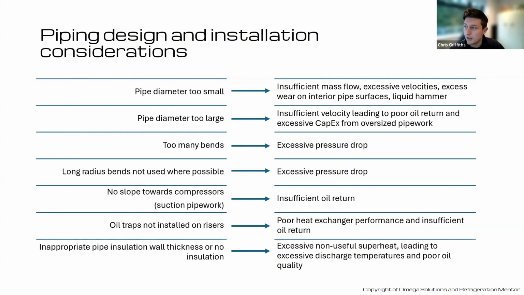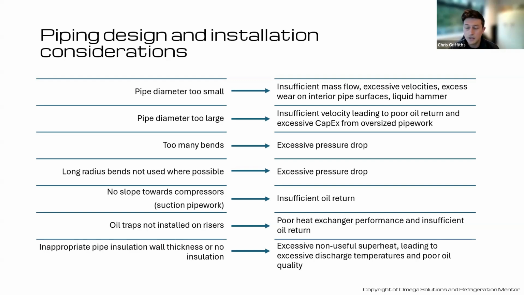On the other end, if we have pipes which are too large, mainly on the suction, we're going to have very poor oil return. We rely on the velocity in that suction gas to entrain oil from our evaporators if it's made its way there, and carry it all the way back to our compressors. And normally we're working against gravity in some cases, so we need to make sure velocity increases yet again when we're working against gravity to make sure it gets back to where we need it to.